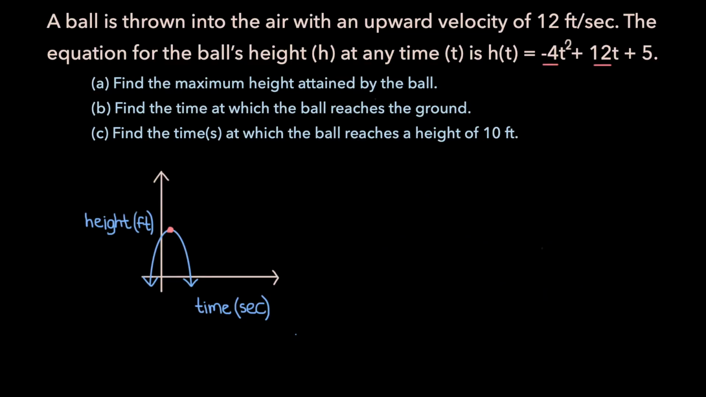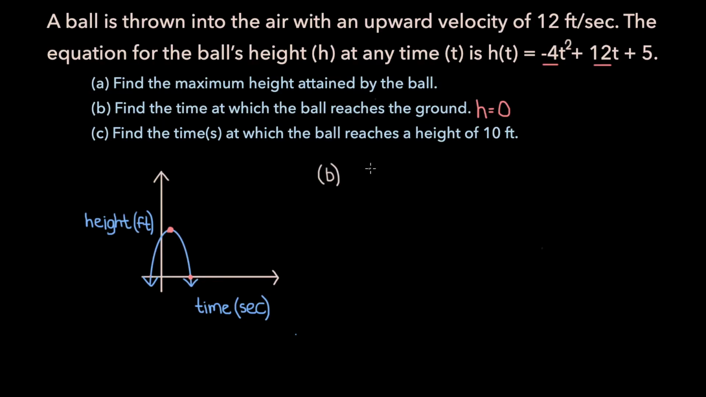Alright, now let's move on to part B. Find the time at which the ball reaches the ground. Well, when the ball reaches the ground, the height, h, should be equal to 0. Now, when we look at our graph, there's 2 points at which h is equal to 0. One is this point right here, where time is positive, and one where time is negative. Now, time can't be negative, so we're just going to disregard that second point. So essentially what we're looking for is the time at which the graph passes through the x-axis. So in other words, we're looking for the x-intercept.